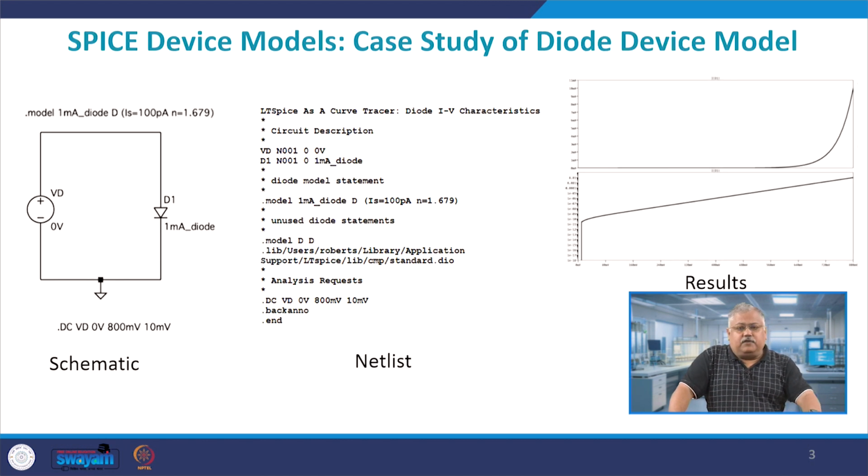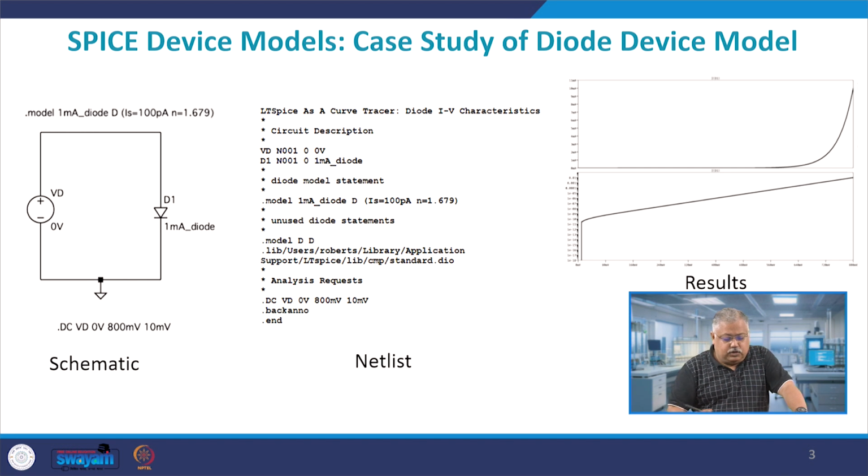This is a case study of using a diode device model. On the leftmost side is the schematic entry, in the middle is my net list, and on the right hand side you will see the result. This is a p-n junction diode to which we are providing a DC bias, and we will go on increasing the DC bias in steps. As you can see, you get some changes in the value of voltage.